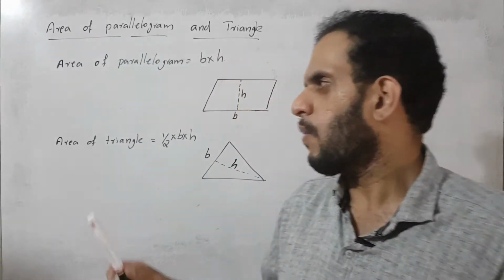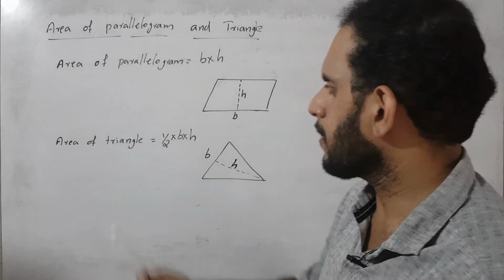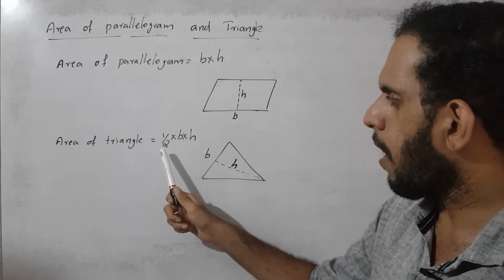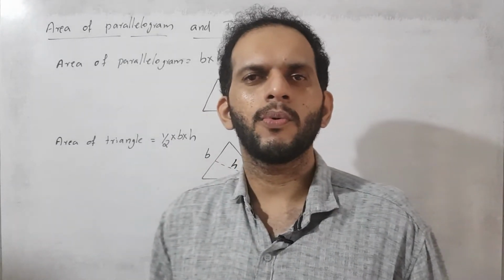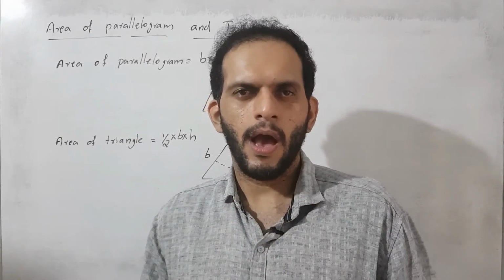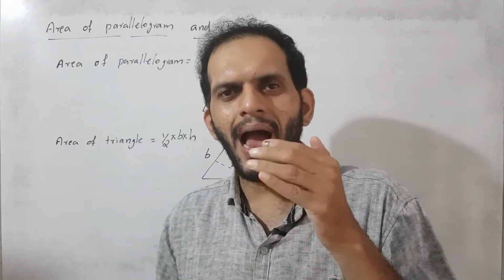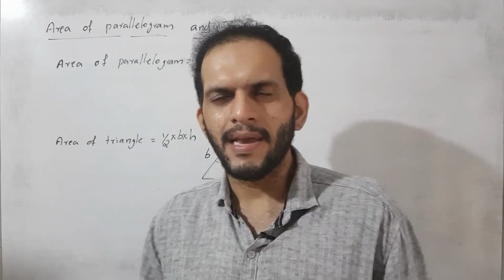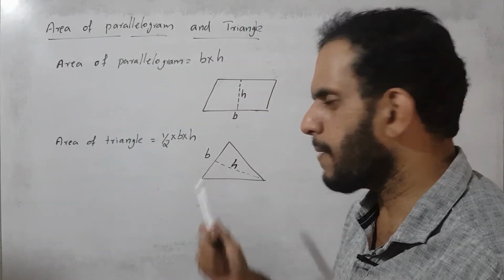Then what is the equation of area of triangle? The equation of area of triangle is half into B into h. What is B? B is the base and h is the height. So how do we identify the base and height? According to the height we find out the base.